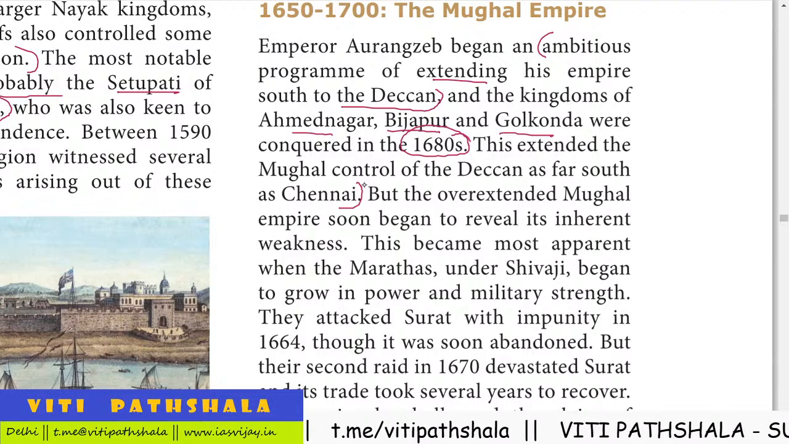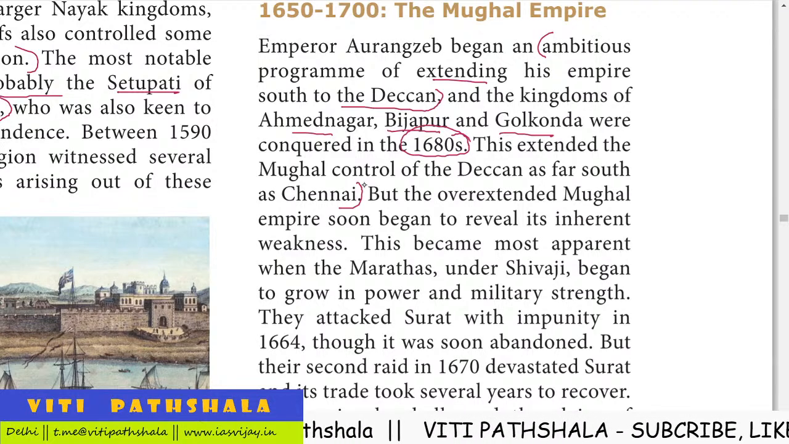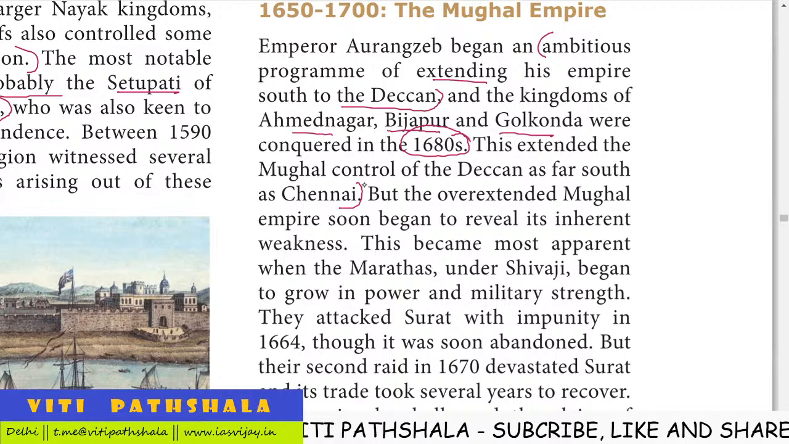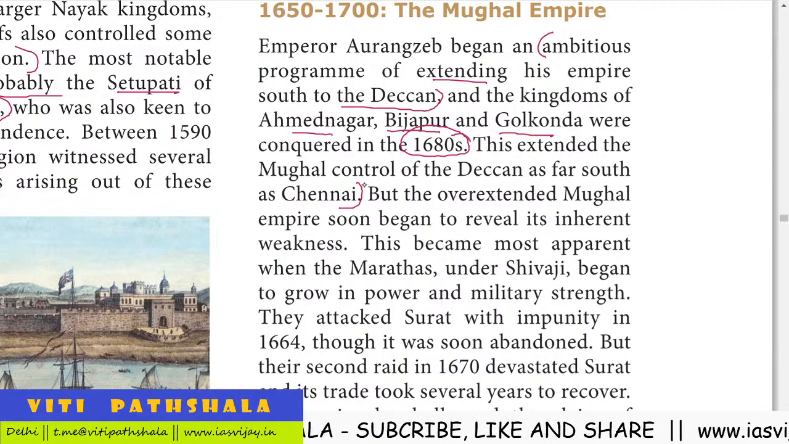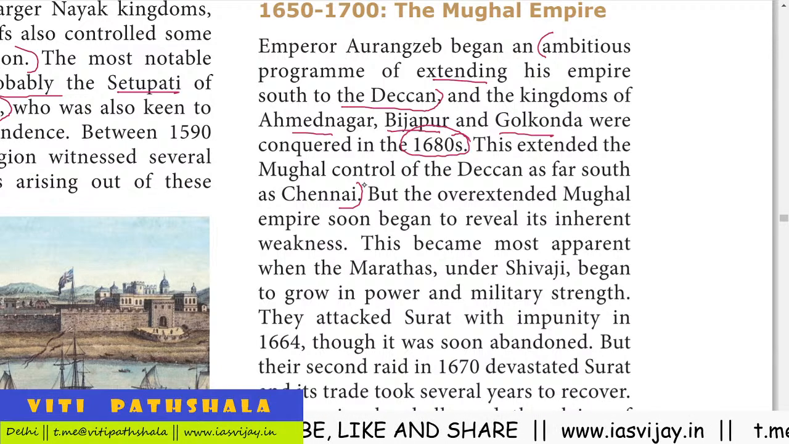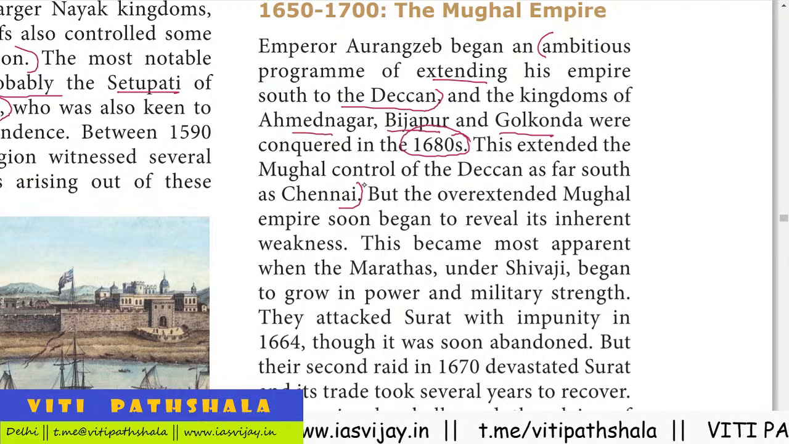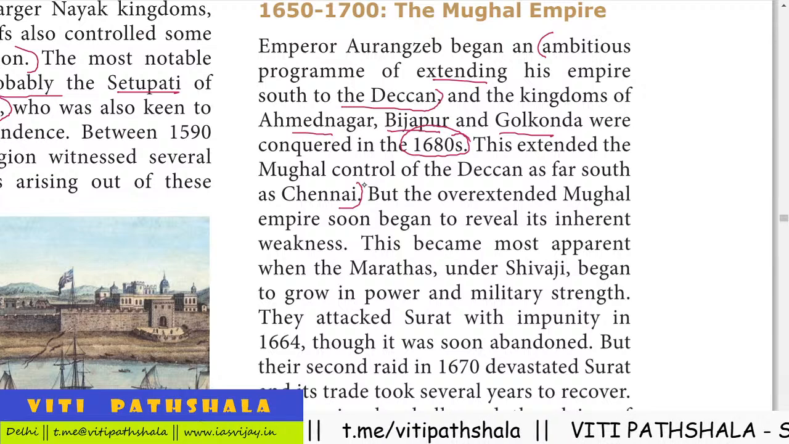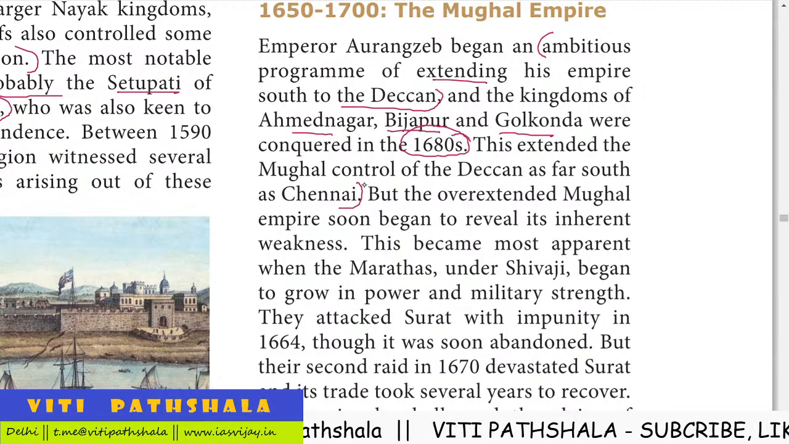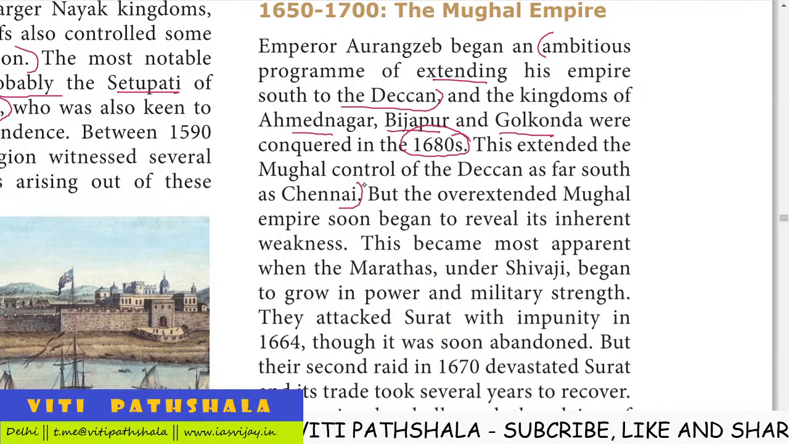Now he wanted to acquire the control. He wanted to acquire the Deccan part. Now, this extended the Mughal control of the Deccan as far south as Chennai.